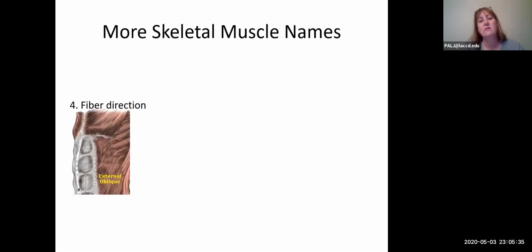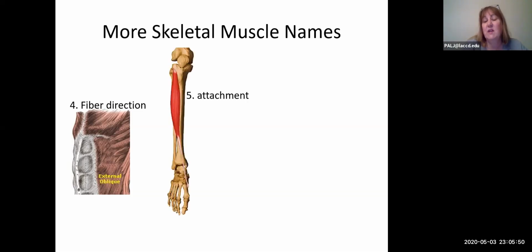Another example is that muscle names can tell us fiber directions. For instance, the word oblique means it's going at an angle, and we have external obliques, meaning they're closer to the surface, and internal meaning they're deep. If it's transverse, that's telling you it's going in a transverse plane. Sometimes the name tells you the attachments. For instance, this muscle, do you see how it goes anterior to the tibia? So it's called the tibialis anterior. I know, it's not so difficult at times.